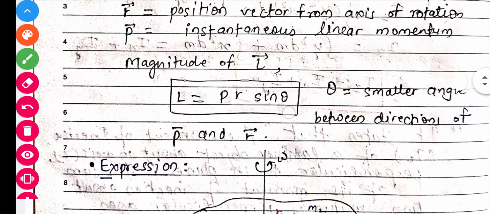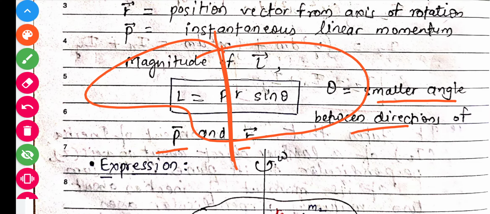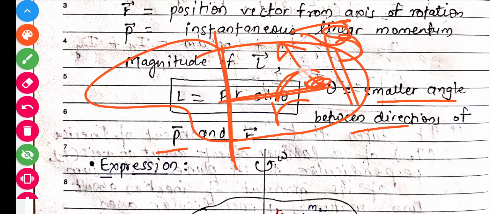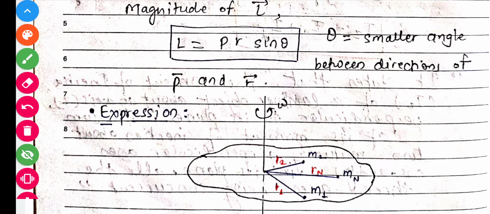Now what is theta here? Theta is the smaller angle between the direction of linear momentum and the position vector. So the body is here, this is the axis of rotation, this is the position of the particle, this is the distance, and this is the direction of the velocity, or the direction of the linear momentum. The angle between these two quantities is theta. So this is a very simple formula for angular momentum, that is pr sine theta.